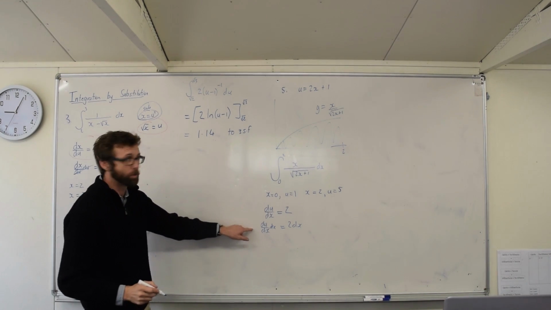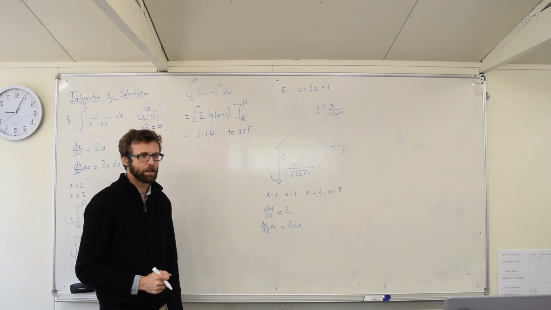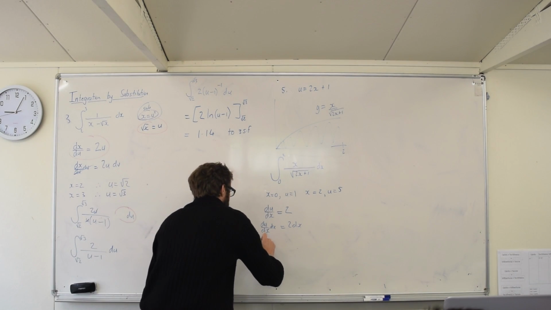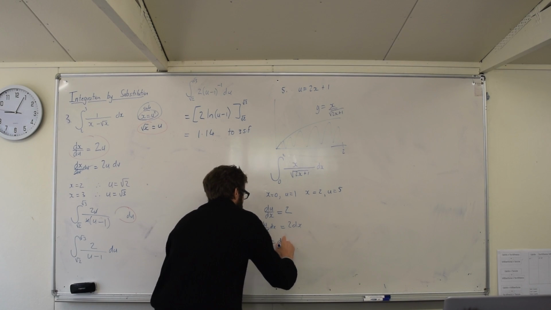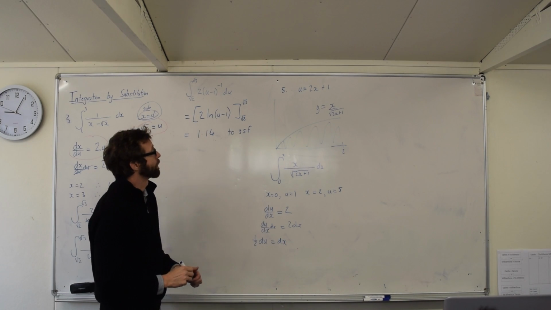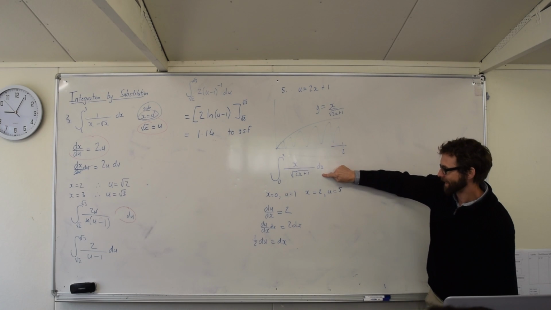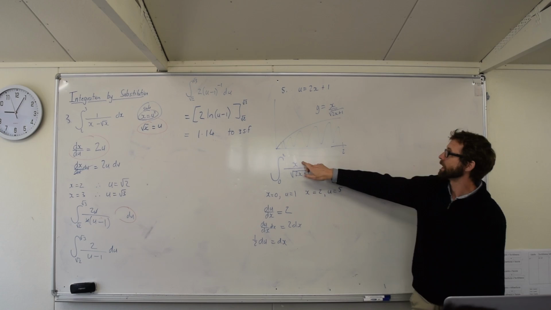We've got a du, which is what we need to replace the dx with. What am I going to do with this 2? Divide. Yeah, get it over to the other side. So we have 1/2 du equals dx. So far we've dealt with this, and we've dealt with this. We've got to figure out this one here.